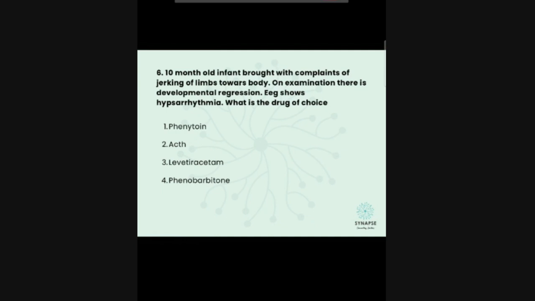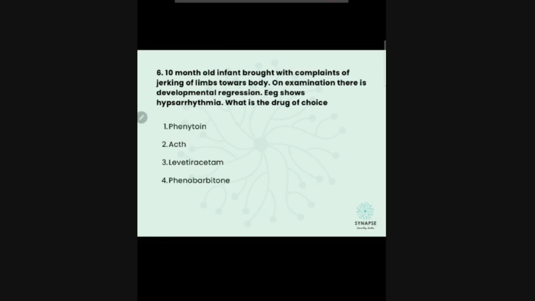Next question, a 10-month-old infant brought with complaints of jerking of limbs towards the body. On examination there is a developmental regression. EEG shows hypsarrhythmia. Once the hypsarrhythmia point comes, we know that we are dealing with West syndrome. So what is the drug of choice? When we say West syndrome, it is infantile spasms, so we are talking about infantile spasms.